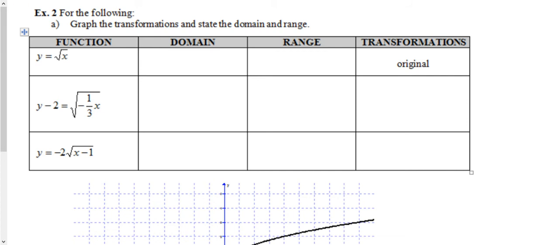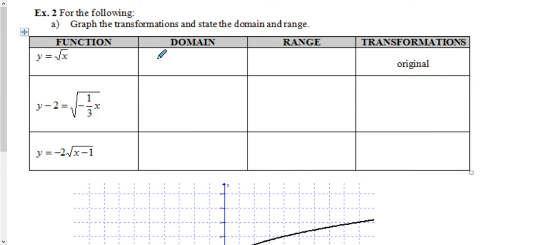In our next example here, we're doing a bit more transformation work. What we're doing is we're going to compare everything to our radical root x there. So we're going to start off again with our domain and range to see what that's going to look like.